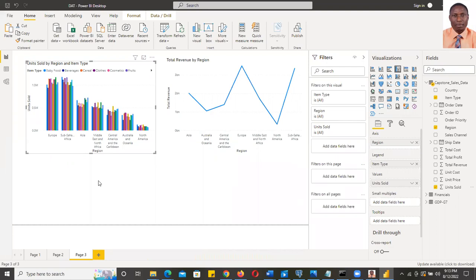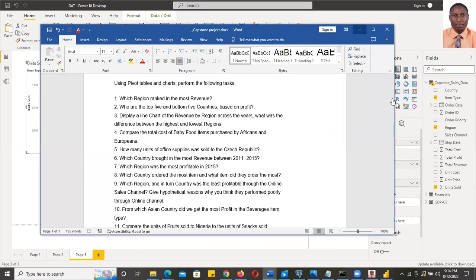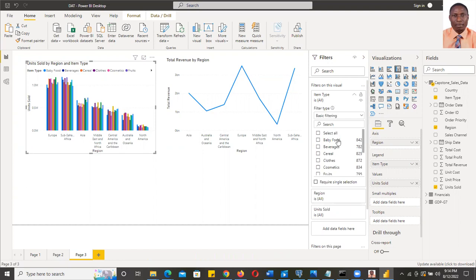We are not interested in all the regions. We are not interested in all the items. We are only interested in two regions, which are Europe and Africa. And the item we are interested in is just one item, baby food items. So what we need to do is filter them out. What we are after is baby food item. You can see I just filtered them out. So what we have left is just baby food item.